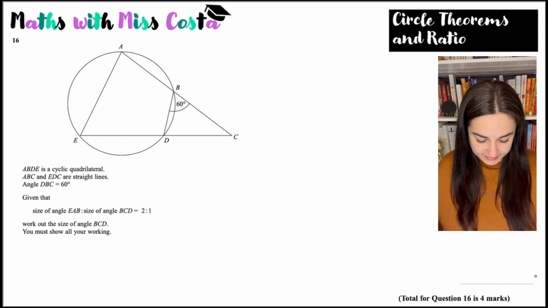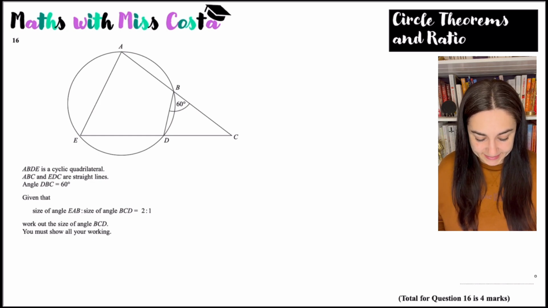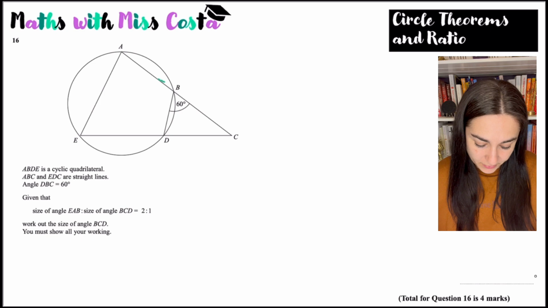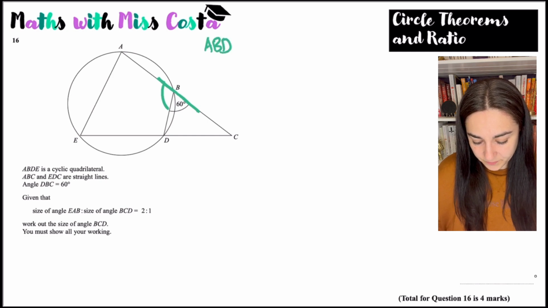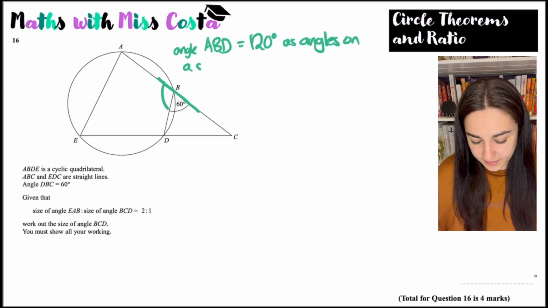I know that ABC and EDC are straight lines, and I'm told that angle DBC is 60 degrees. So let's first have a look at what we can work out from here. So I know that this is a straight line, therefore I could work out this angle here. So angle ABD must equal 120 degrees, as angles on a straight line sum to 180 degrees.